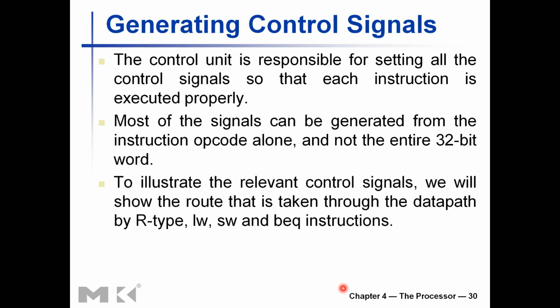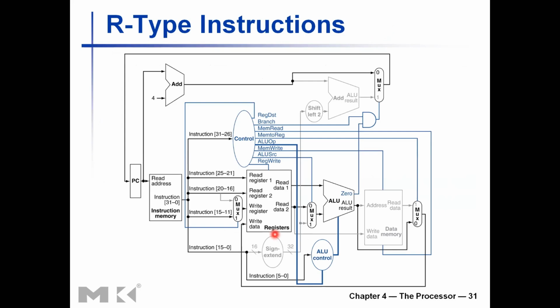Right. So to understand what control signals are relevant for what instructions and how each instruction is handled within our microarchitecture, we are going to take our subset of instructions, R-type, load word, store word, branch if equal, and look at how each of these instructions is handled inside the microarchitecture, inside the data path, and how the control unit generates the signals for each of these instructions. So that is what we are going to do now.